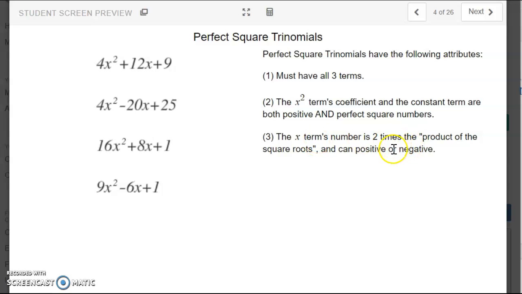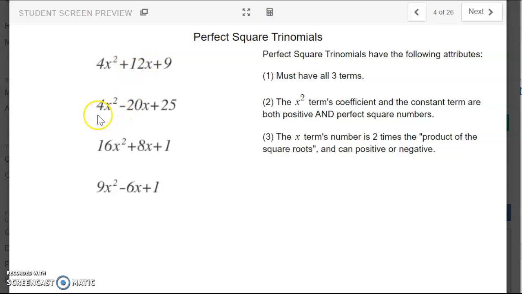And then the third criterion is that the x term number is 2 times the product of the square roots, and it can be positive or negative. That means if I take the square root of 4x squared, what is it? That's 2x, right? And what is the square root of 9? That's 3. So 2x times 3, and then multiply that by 2. 2x times 3 is 6x. Now 6x times 2 is 12x. So it has to be that number.